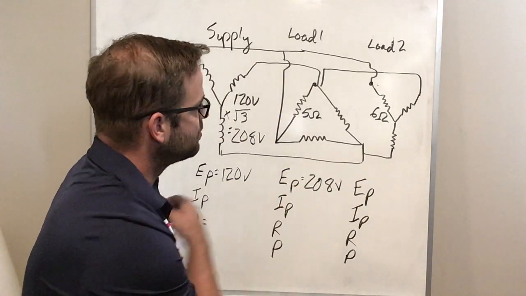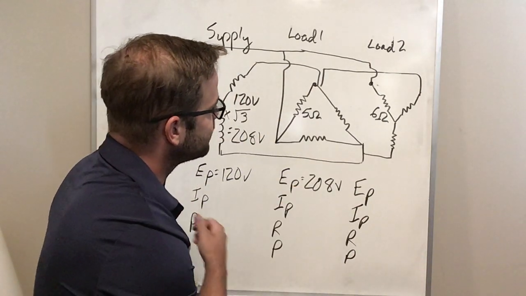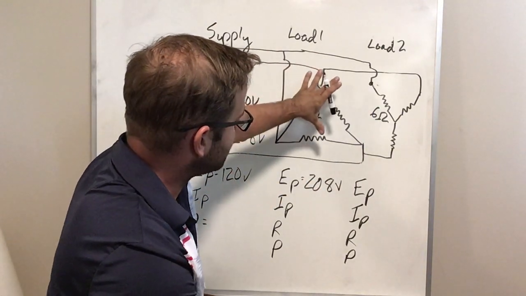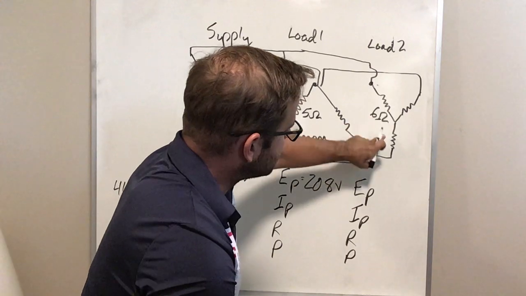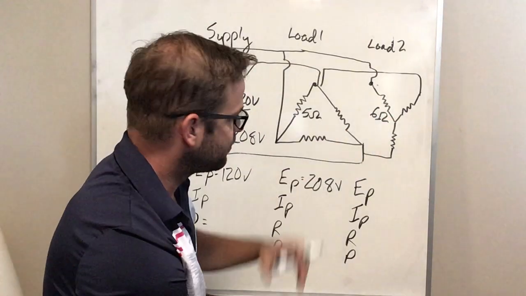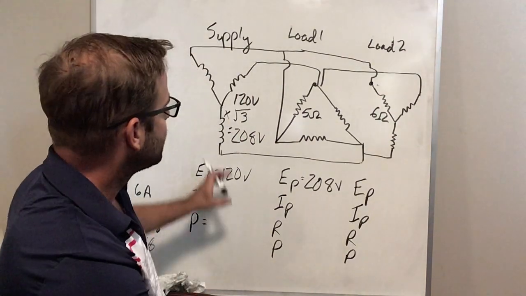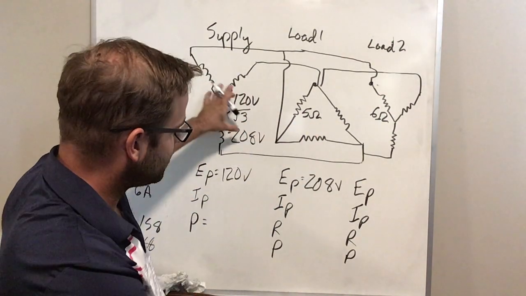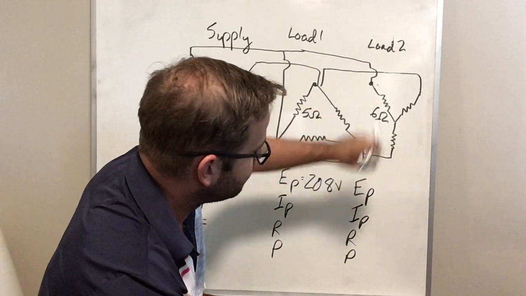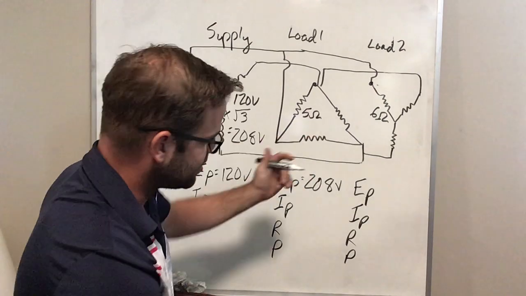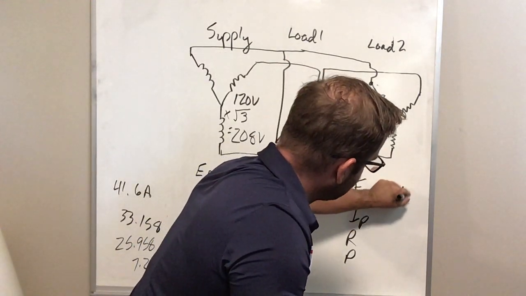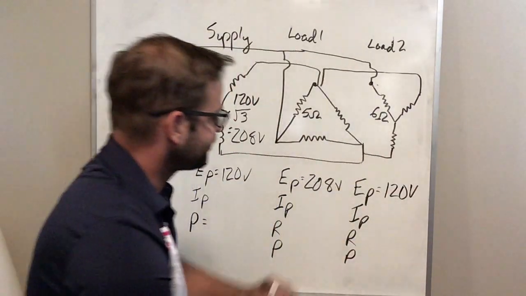Then we come over to our Y configuration, and we know that our 208 volts in Y gets split between two phases, so we are root 3 smaller. But then also the rule that you know is that anytime you have a supply that's in Y and you have a load in Y, the phase values are the same. So we know that this is 120 volts.